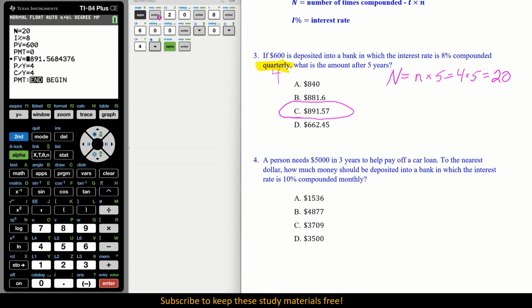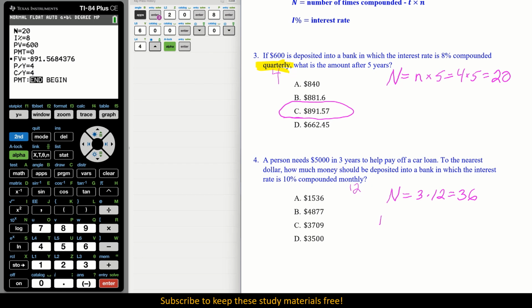A person needs $5,000 in 3 years to help pay off a car loan. To the nearest dollar, how much money should be deposited into a bank in which the interest rate is 10% compounded monthly? Okay, monthly is 12. So that means our total number of compounding will be 3 times the 12, which equals a total of 36 times it's going to be compounded.